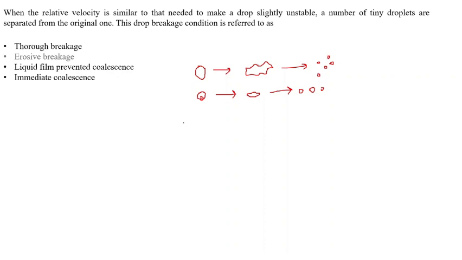Next we have the coalescence prevented by the continuous film. That is the third one. That is liquid film prevented coalescence.